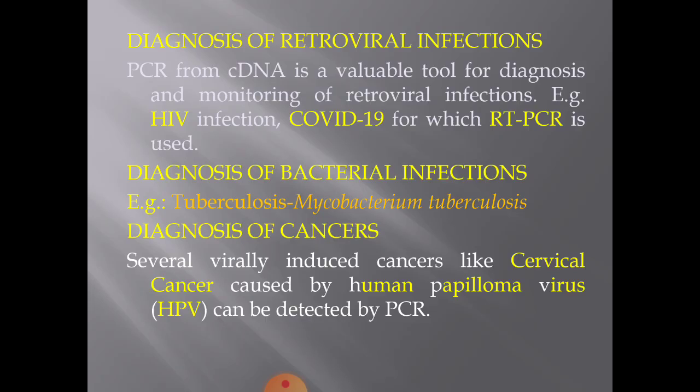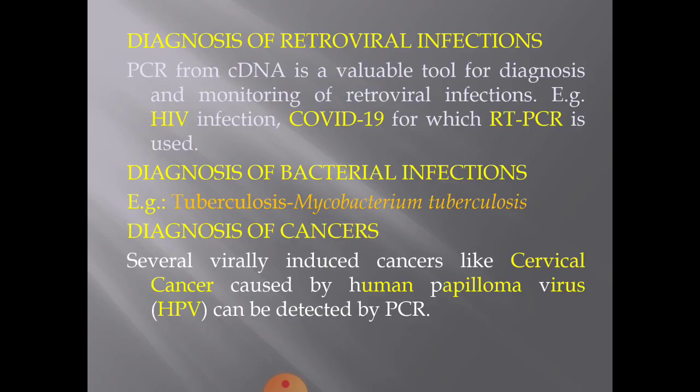So, PCR from this cDNA forms a valuable tool for monitoring retroviral infections like HIV infection, that is AIDS, and right now we are facing a pathetic situation of the COVID-19 pandemic, right? That also belongs to this group, for which we make use of one particular type of PCR, that is RT-PCR, reverse transcription PCR. So, you can diagnose retroviral infections by PCR technique. Apart from viral infections, bacterial infections are also diagnosed. Best example is TB, tuberculosis, caused by the bacterium Mycobacterium tuberculosis.